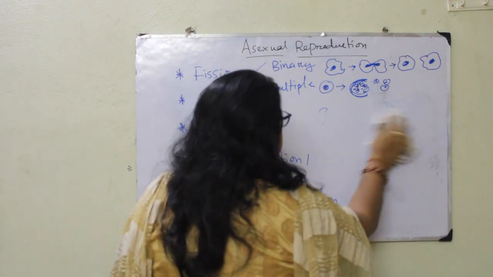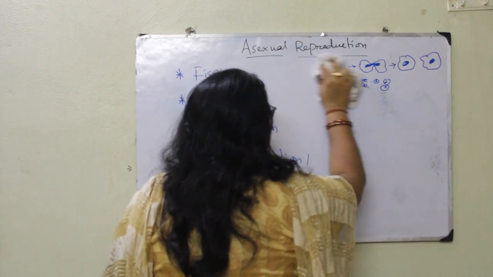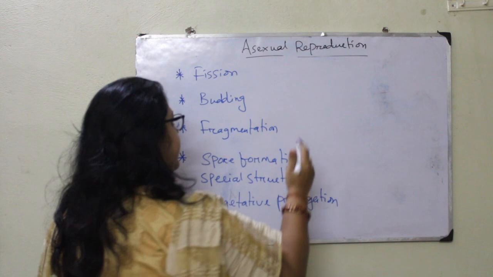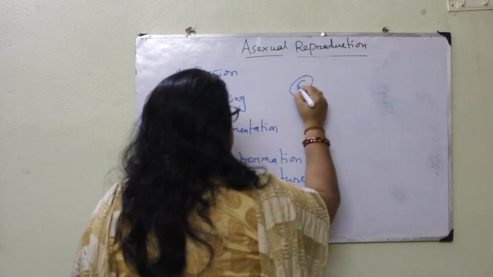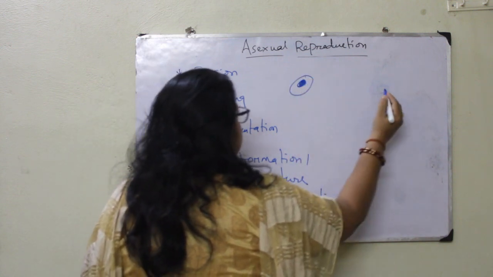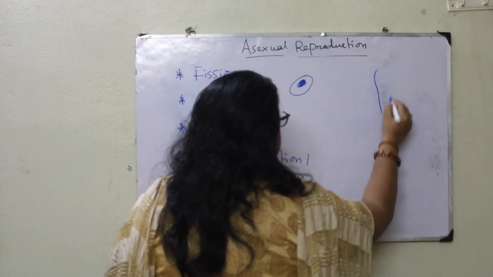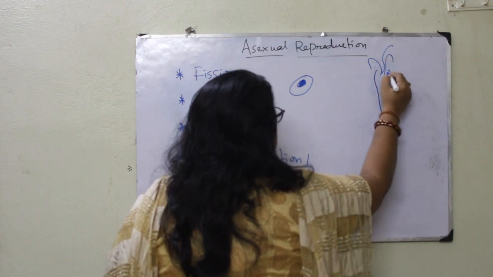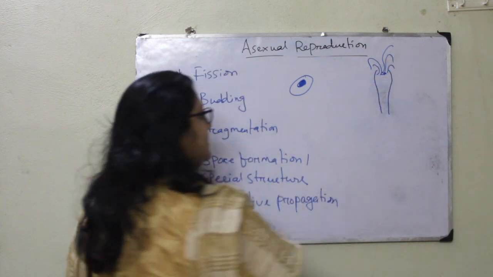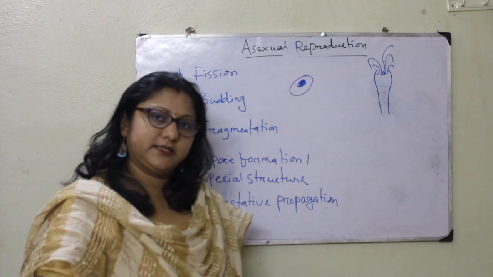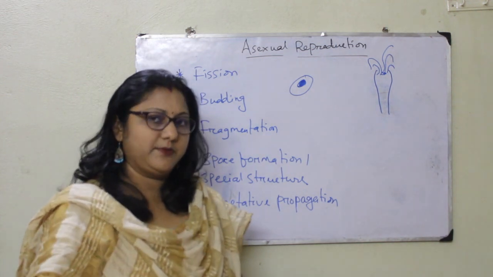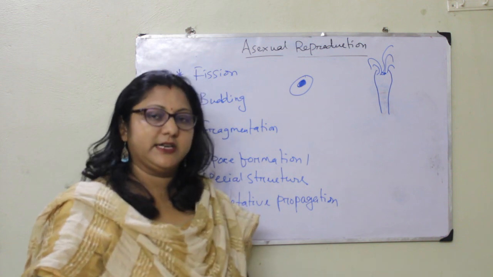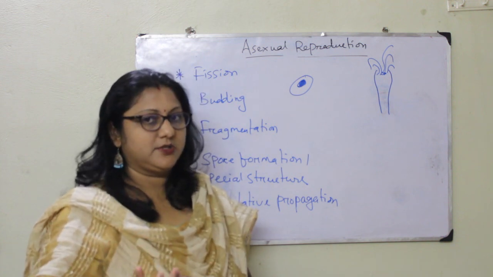That also we have studied in class 10. So for budding, two different examples can be explained: budding in the yeast and budding in the hydra, right? So these are the tentacles of hydra and the yeast cell. Yeast is a single celled organism that shows a process called budding. Hydra is a multicellular organism that also exhibits the process of budding.